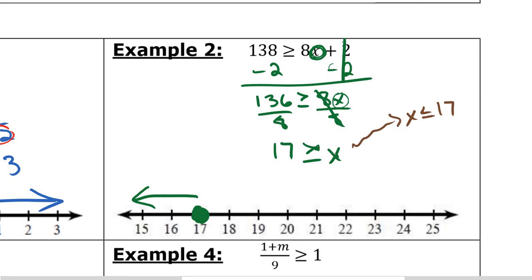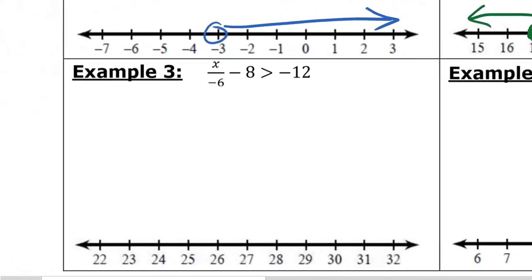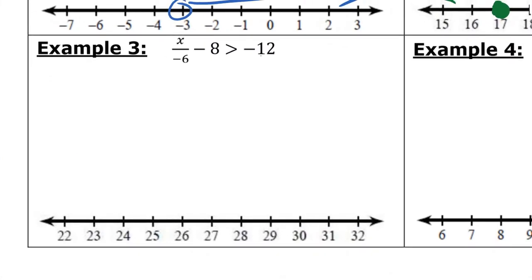All right, at this point, go ahead and push pause and try example 3. Okay, example 3. We have the variable here. There are two things that are in the way, the 8 and the 6. First, we get rid of whatever's being added or subtracted, which is the 8. The opposite of -8 is +8. +8.